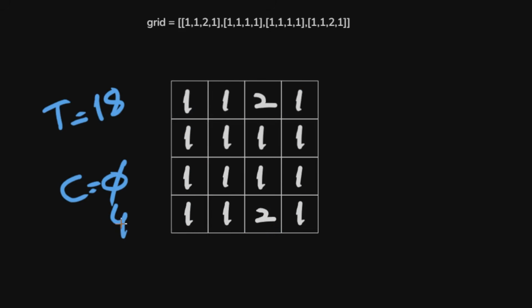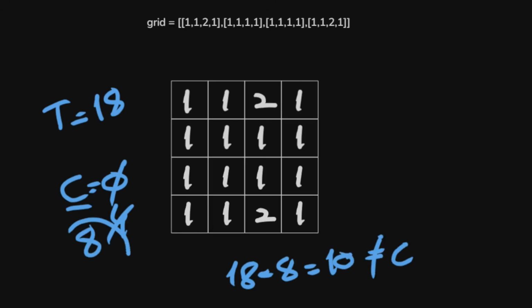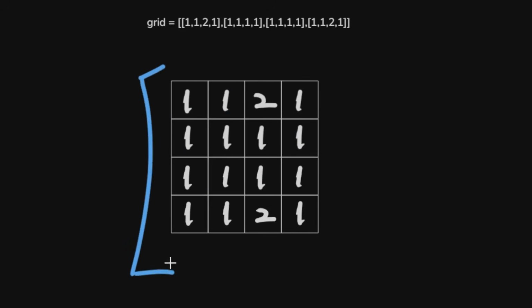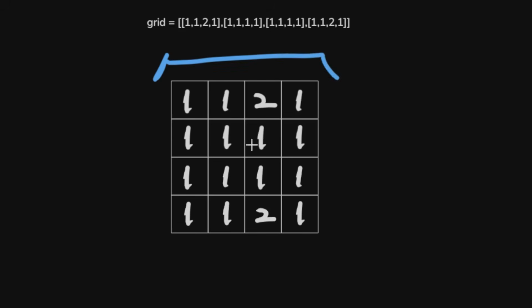We need to add 4 to current, this is 8, and now 18 minus 8 is equal to 10, which is different from current. Current is 8. And this means that the sum of these two columns is different to the sum of these two columns. So we apply the same process for rows and for columns. If we find two equal sums, we return true. And if we reach the end and we don't return anything, we return false. So with this in mind, now let's see how to code this up.